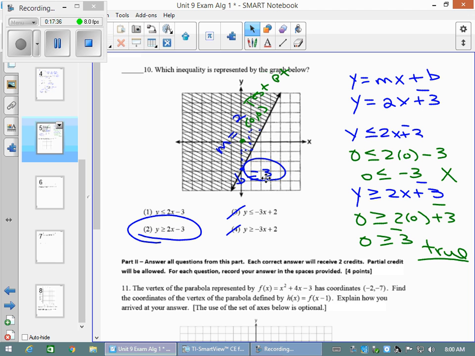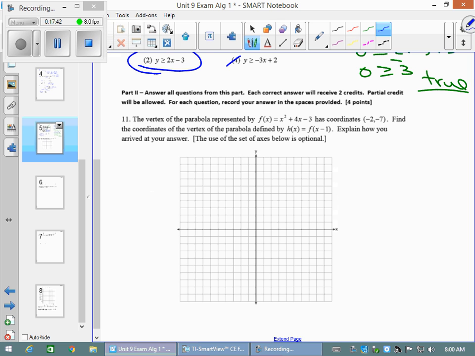Taking a look at question 11. Right now we have this parabola, f(x) equals x squared plus 4x minus 3, and its vertex has the coordinates -2, -7. If I wanted to, I could plot the other points on this parabola f(x), but I don't really need to, because all I want to do is find the coordinates of the vertex of the parabola h of x. And they give me the transformation rule here. This is saying that in order to find the vertex of h of x, I have to take the vertex of f of x and move to the right 1 unit. So if I do that, the coordinates of the vertex of h of x would be -1 and -7.